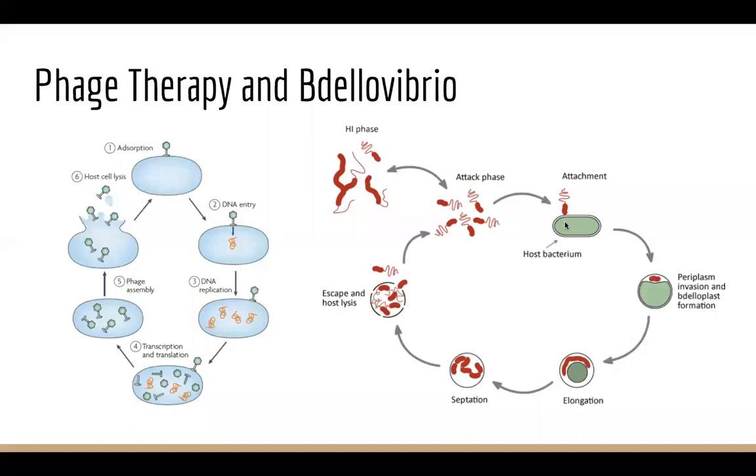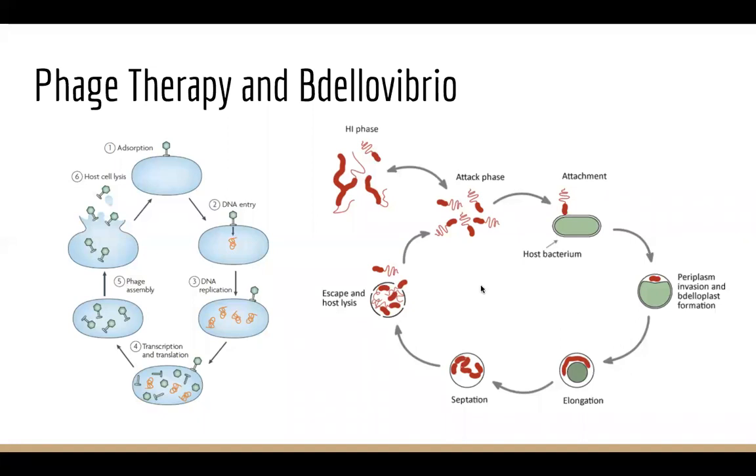So it goes through, creates a small place for it to live in the periplasm, and then it eats the inside of the bacteria and grows like a sausage, septates into lots of little bacteria again, and then finally escapes and lyses. And what's interesting about Delvibrio is there isn't just one species, it can actually kill many, many species. And so there have been studies in both phage therapy and in Delvibrio.